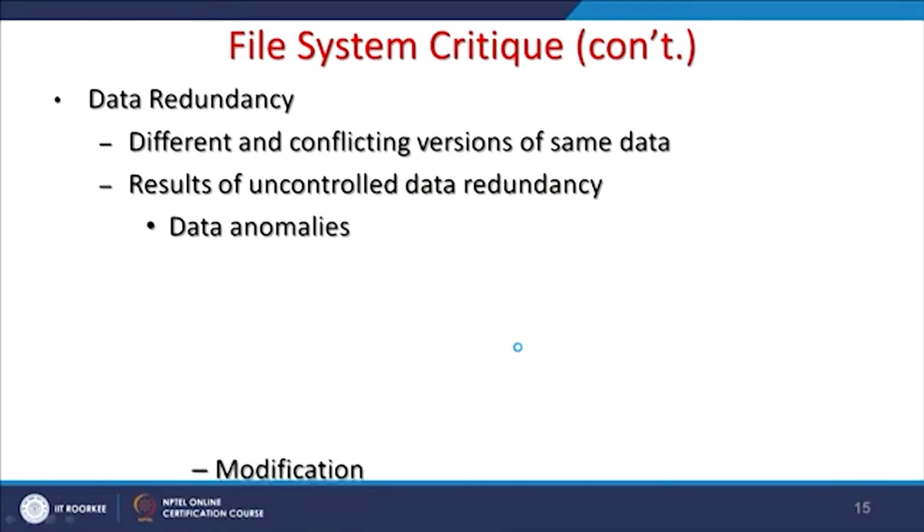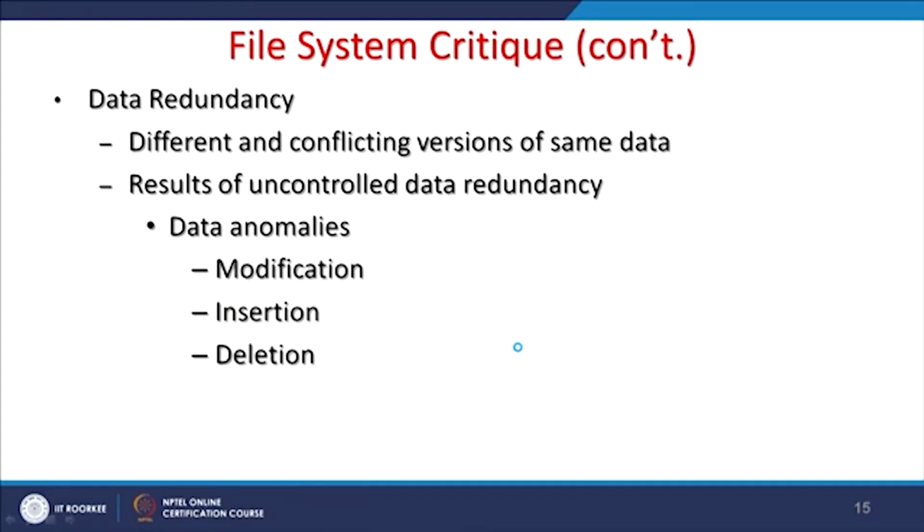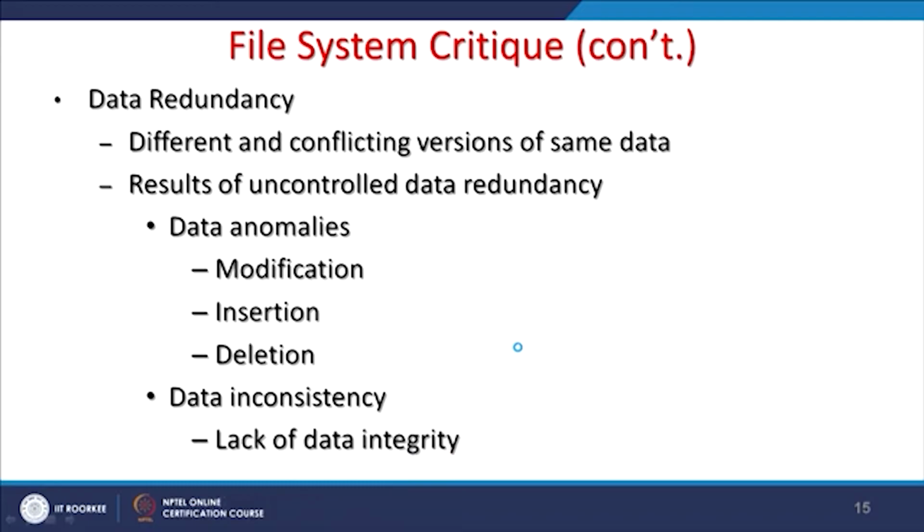When we go for file systems, data redundancy is a very common thing, and sometimes there are different and conflicting versions of the same data. If we don't have proper recording of metadata, one may get confused about which is the latest and which is the oldest. The results of uncontrolled data redundancy and data anomalies are that modifications are difficult, insertion and deletion can be problems, and data inconsistency might also be there, which brings the lack of data integrity.